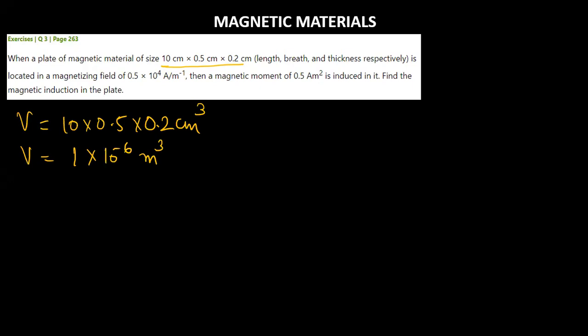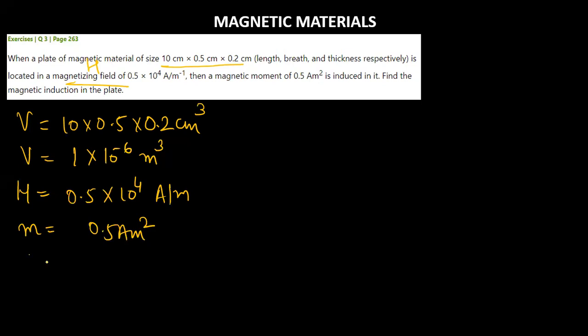Then they have also given one more thing, the magnetizing field. Always remember, magnetizing field is denoted by H. So H is given as 0.5 into 10 raised to 4 ampere per meter. Then magnetic moment M, that is 0.5 ampere meter square, is induced in it. Find the magnetic induction. Magnetic induction means B is supposed to be found out.